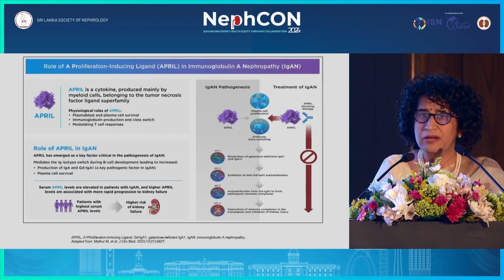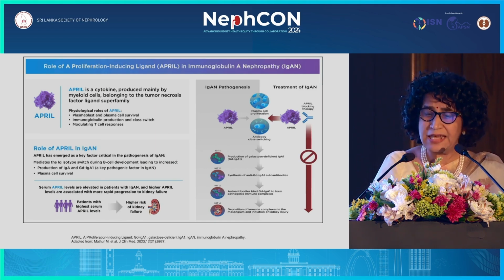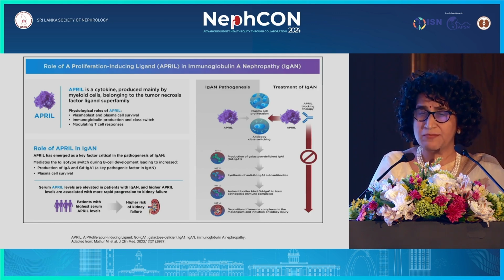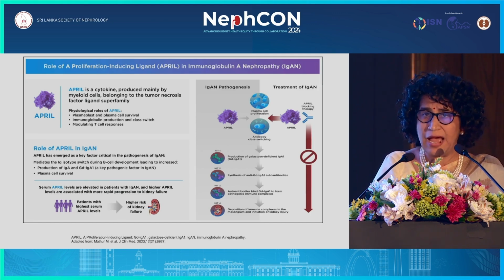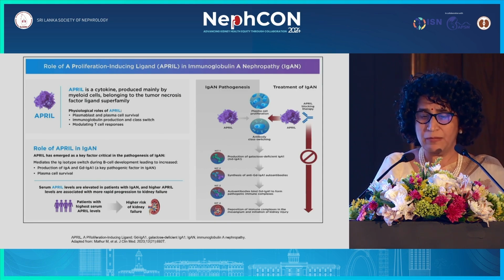What's this APRIL? This drug blocks APRIL. What is this APRIL? APRIL is a cytokine produced mainly by myeloid cells belonging to the tumor necrosis factor ligand superfamily. The most important role is that it helps in plasma cell survival and is also involved in immunoglobulin production and class switch. And that's one of the key mechanisms by which this drug acts. A mouthful, Sibeprenlimab, it blocks APRIL.